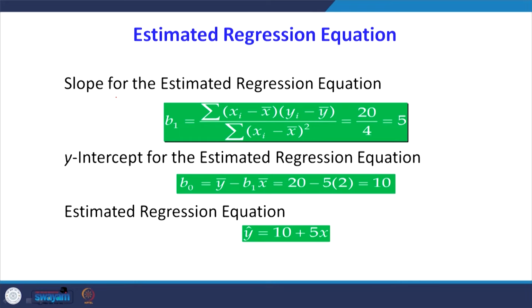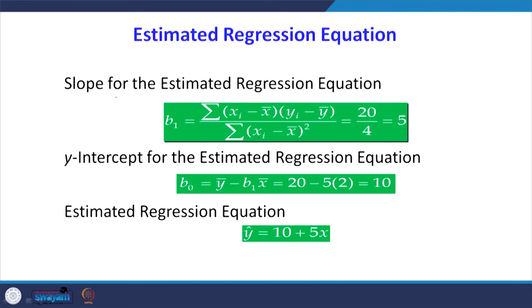The first task is to find the slope of the estimated regression equation. So, what we have to do? First we have to find x bar and y bar. Then for each value of x, you have to find x minus x bar, and for each value of y, you have to find y minus y bar. Then you multiply them and sum the products, that leads to 20. Then you square x minus x bar and sum it, that is 4. So, the slope is 5.